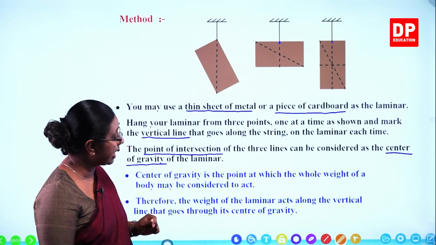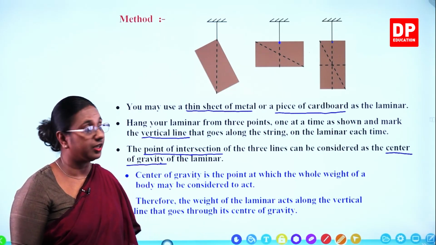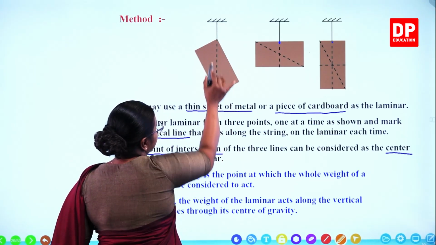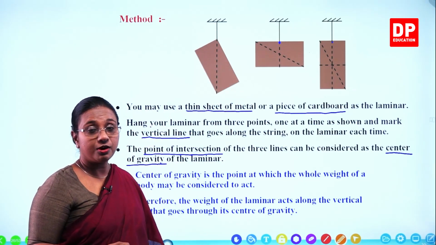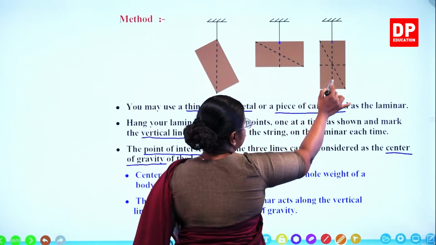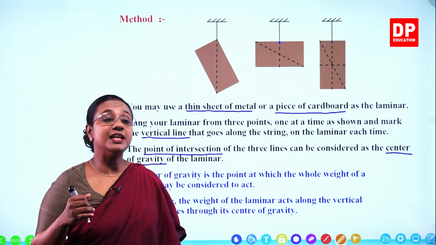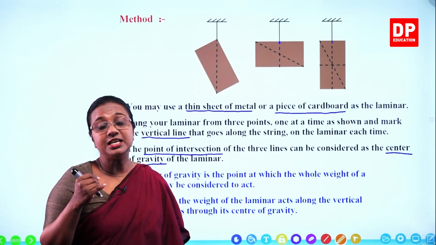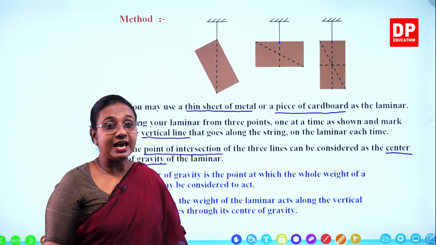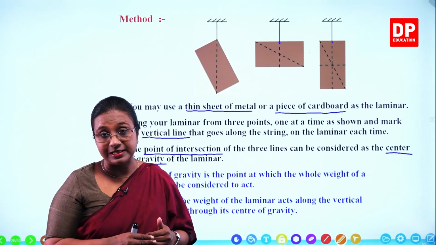Therefore, the weight of the lamina acts along the vertical line that goes through its center of gravity. So, when you have the lamina this way, the weight will act along this line. Why? This line goes through the center of gravity. In this instance, it's going to be this line, and in the third instance, it's going to be that line. So, depending on how you suspend the lamina, the center of gravity will act at the same point, but the line through which the weight acts will be that particular line, depending on the way you suspend the lamina.